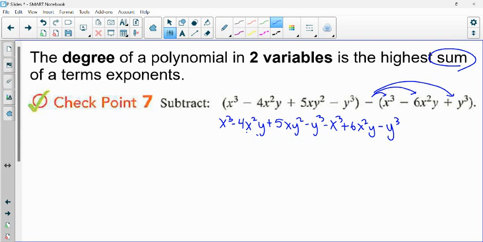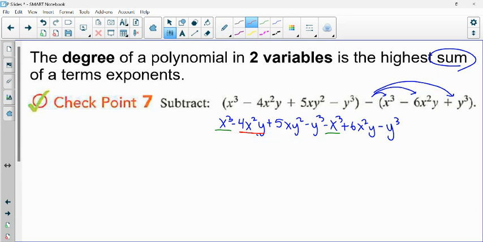And just like always, we can only combine like terms. So like terms have to be the exact same variables with the exact same exponents. So we have x cubed and negative x cubed. So what's going to happen to the x cubed and the negative x cubed? They'll cancel out. And then we'll go to the next one.